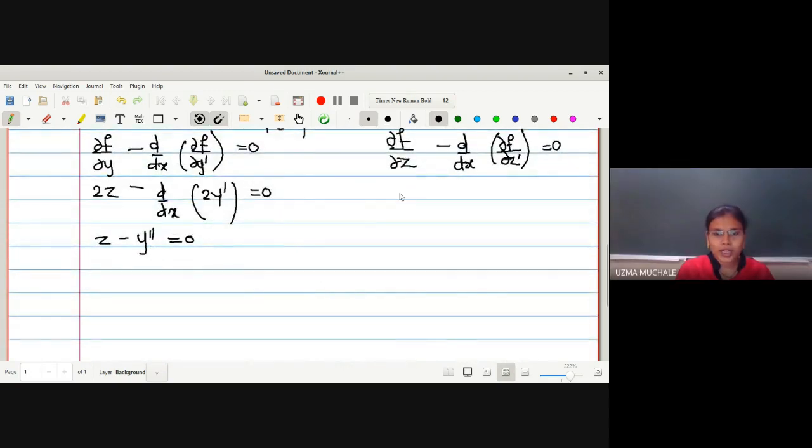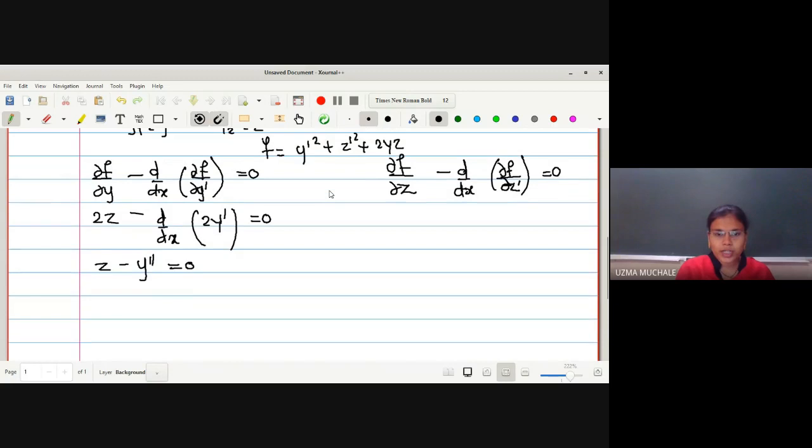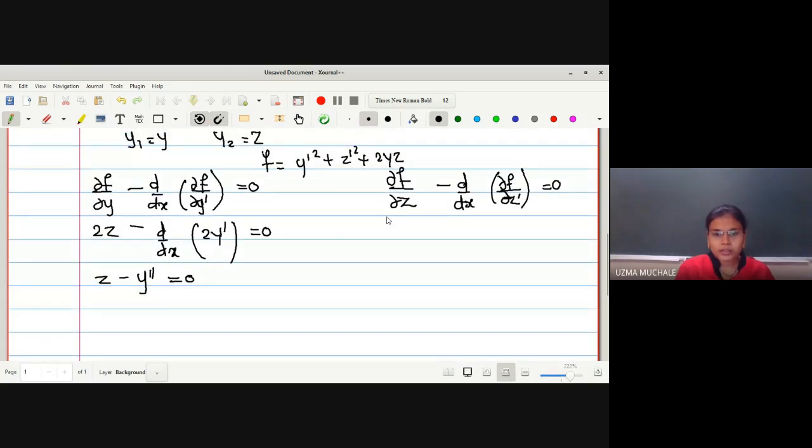Okay, let us go for the next. Now we are going to differentiate f with respect to z. Again, the derivative of f with respect to z: there is no term of z in the first and second term. After differentiating the last term with respect to z, it is simply 2 times y, minus d by dx of dou f by dou z dash. What will be the term? There is no term of z dash here.